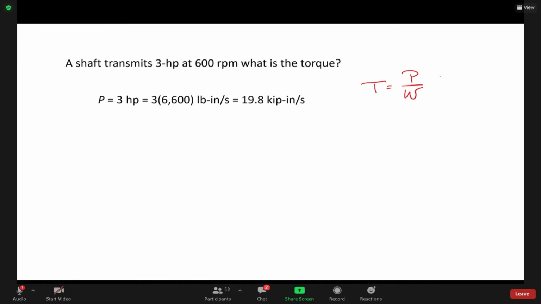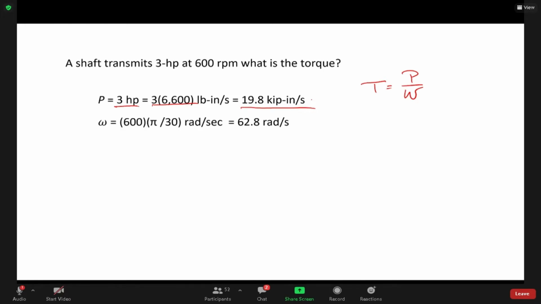So we have to do the unit conversion, right? The power is 3 horsepower, so we multiply 3 by 6,600 pound-inches per second per horsepower. That gives me an equivalent power of 19.8 kip-inches per second.